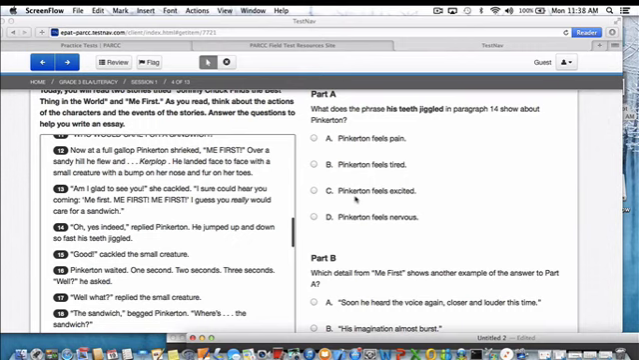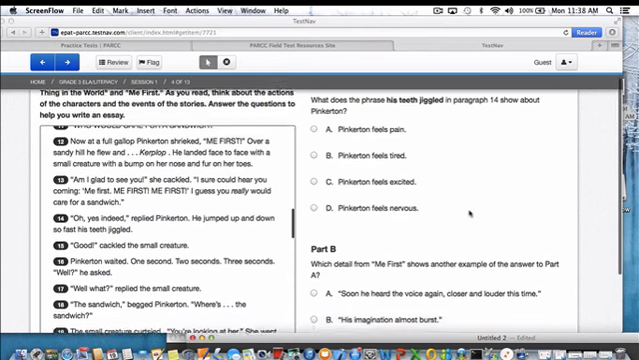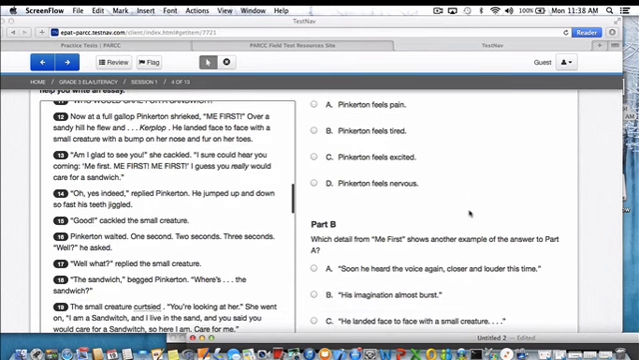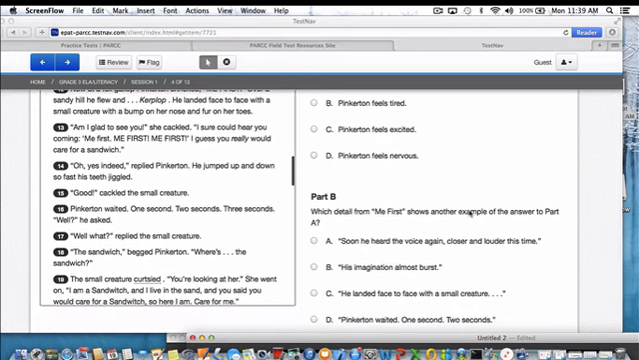Let's go on to the second part of the question, which asks, which detail from the story first shows another example of the answer to part A? And so here there are different quotations. A, "Soon he heard the voice again, closer and louder." B, his imagination almost burst. C, he landed face to face with a small creature. D, Pinkerton waited 1 second, 2 seconds.